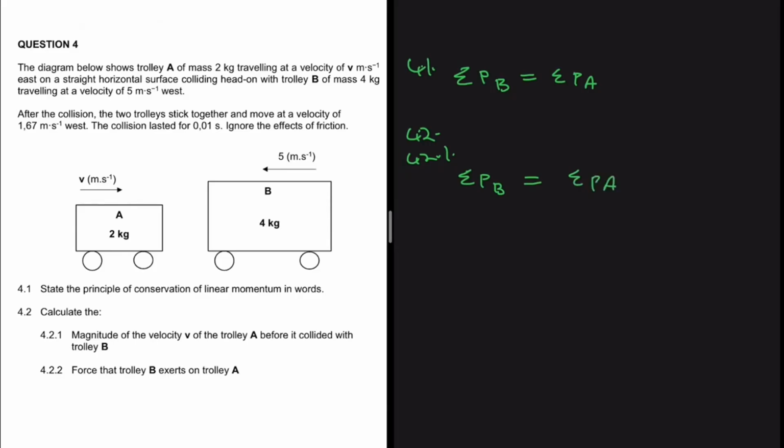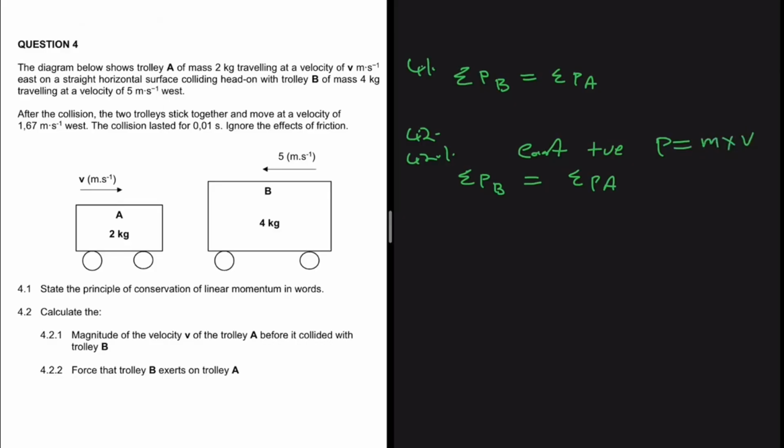Before the collision, we have the 2 kg trolley moving towards the east and the 4 kg trolley moving towards the west. So what we can do here, we can take one direction as positive, right? It only makes sense to take east as positive. Let's not forget that momentum is equal to the mass multiplied by the velocity, right?